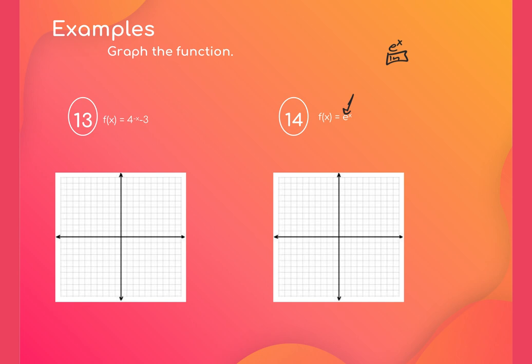e is a variable that represents a value. Like pi represents 3.14159 and so on, but we rounded to 3.14. e represents 2.71828 and so on, and we round it to approximately 2.7. You won't have to round it though, you'll use the calculator. So you'll use literally the key that says e.